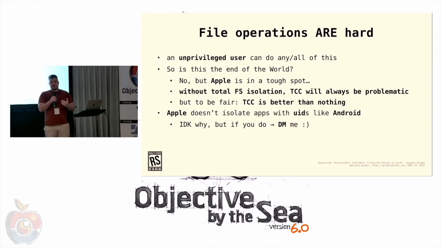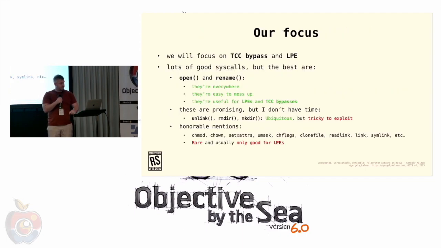And yes, without having complete file system isolation between UIDs or processes that you actually want to have a security boundary between, this will never be secure. But in all fairness, TCC is much better than not having anything. So, my focus, there's a bunch of stuff you can do, there's really a lot of stuff, but my two favorites are open and rename, because they're everywhere, and they're surprisingly hard to mess up, and we think, oh, they're very simple operations, but if you have ever looked at kernel source code, you see that that is definitely not the case. And they're very useful for me, because they're good for the traditional LPEs and for TCC bypasses.